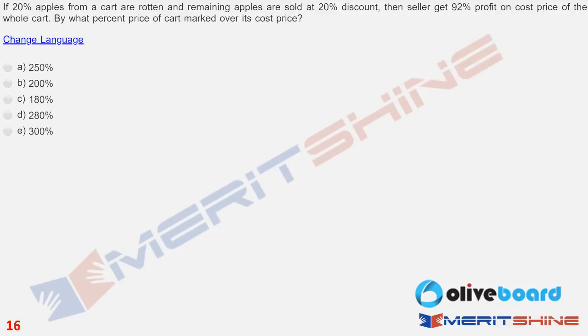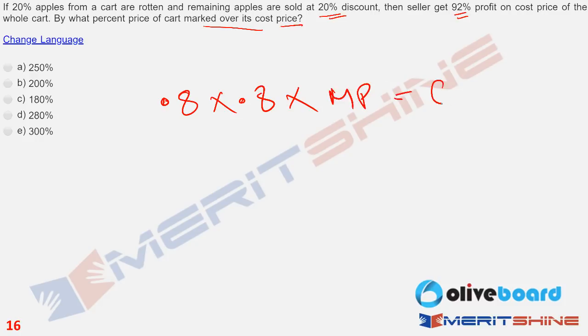Now 20% of the apples from a cart are rotten and the remaining apples are sold at 20% discount. The seller gets 92% profit on cost price on the whole cart. What is the percentage by which the price of the cart is marked over its cost price? First of all, rotten, 80% is left, 20% discount, this is another 0.8. This number here over the mark price, if I do, what am I getting? Cost price into profit is what? 192. Can you see the numbers already?